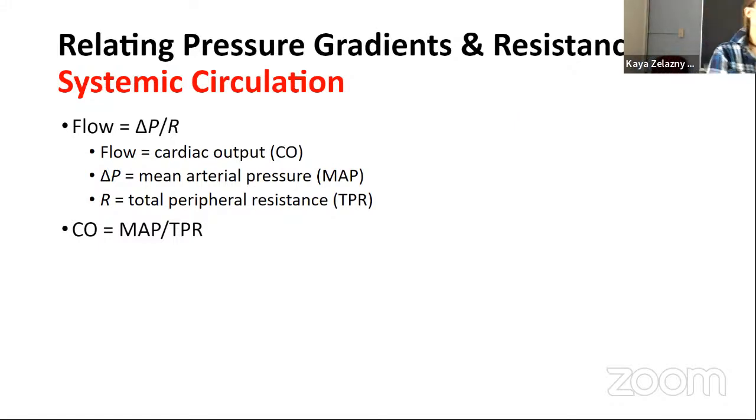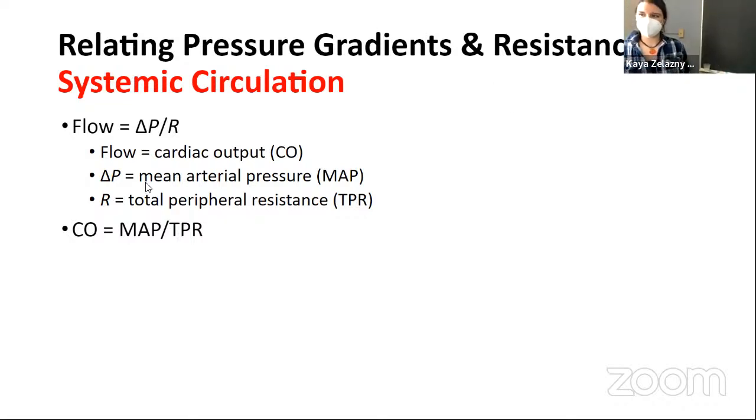So now we're going to want to map that onto things we might actually measure in a person. Our overall flow through our systemic circulation is actually just our cardiac output. What's our definition for cardiac output? Anybody remember? We don't need to remember the equation for now. But for our purposes right now, it's just all that blood coming out of the heart in a minute. It's our rate. So our flow here is cardiac output.